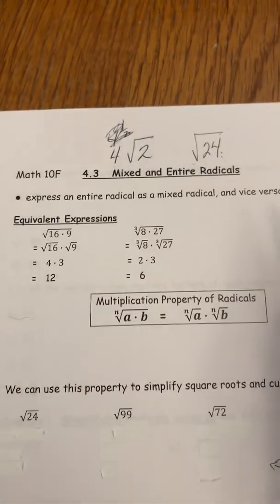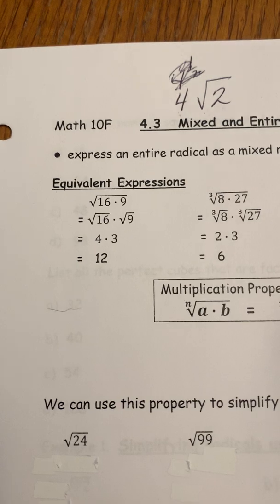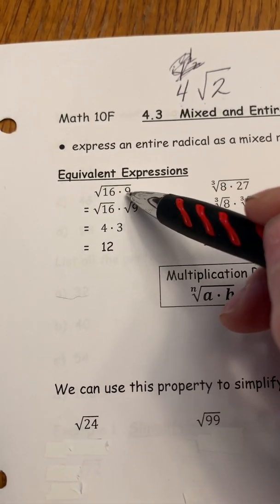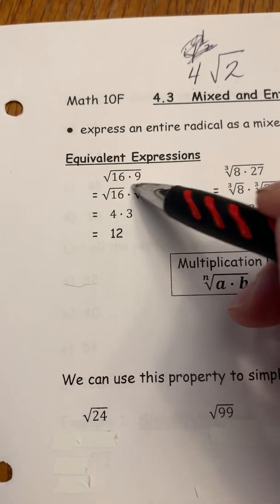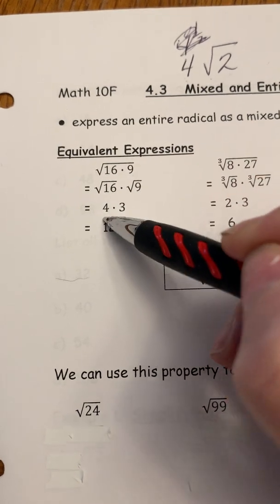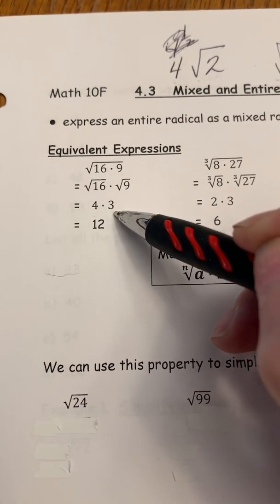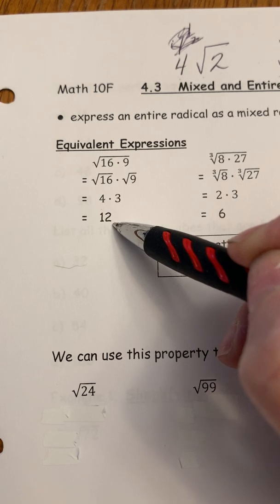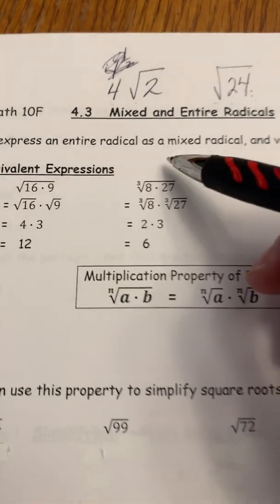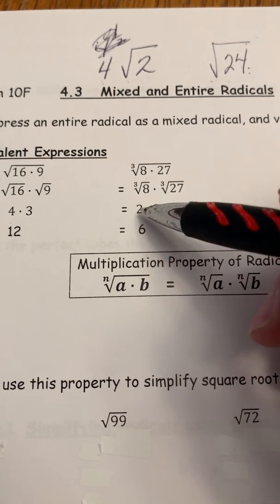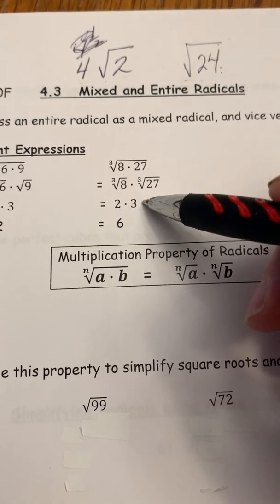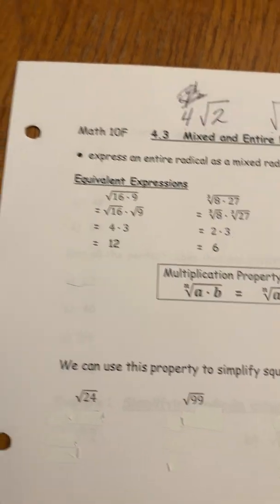So we're going to talk about equivalent expressions. You could set something up that looks like this: square root of 16 times 9. So there's sort of an expression happening under there. You know the square root of 16 is 4, and the square root of 9 is 3. So the whole answer is 12, because 4 times 3 is 12. If we were looking for the cube root, we know that 8 is a perfect cube. It's 2. 27 is also a perfect cube. It's 3. So 2 times 3 is 6. And we'll come back to this.